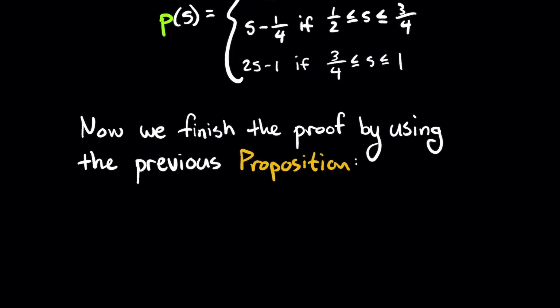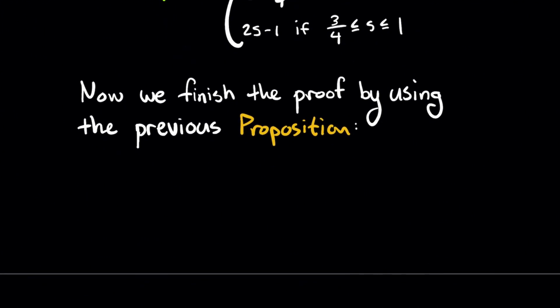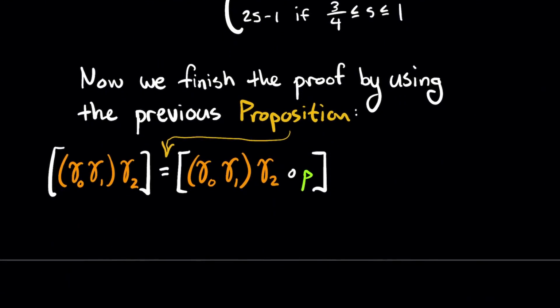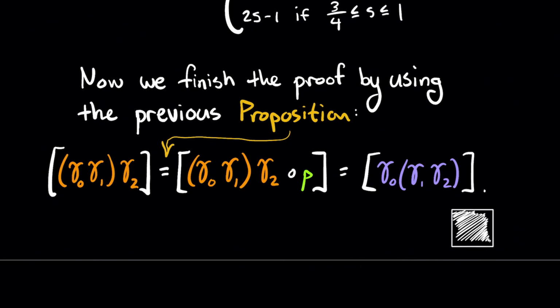Now we're going to finish the proof of this theorem by using the previous proposition. When we look at the class of this orange path product, that's the same thing as the class of any reparameterization of that orange path product. And that's the previous proposition at work. But what we also just showed is that that reparameterization is exactly the purple path product. And that's what we wanted to show to conclude associativity.